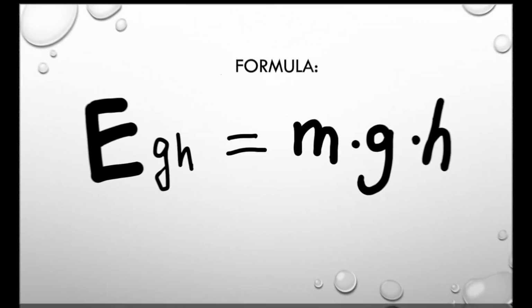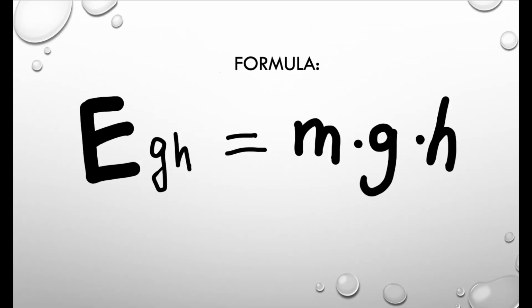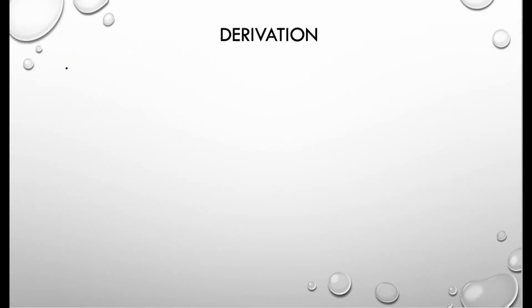Now, let's have a look at its formula. EGH is equal to m times g times h. Alright, let's have a look at its derivation. W is equal to F times delta D. This is the formula we have already learned for work. F, basically, in this case, is just gravity.